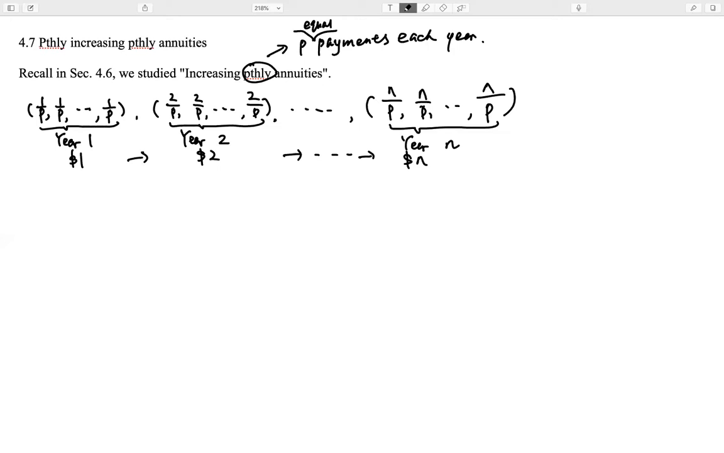Today we're going to learn a different thing. So things are still increasing, but it's not year by year. It's actually each by each, right? So here it's not each by each, because in the first year, all of them are the same. In the second year, all of them are the same. Now we want each one to be different. So that's why we have another word Pthly down here. The first Pthly increasing means among all the payments, they are increasing compared to the previous one.